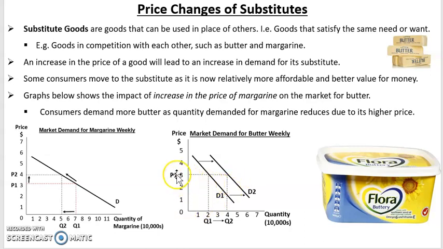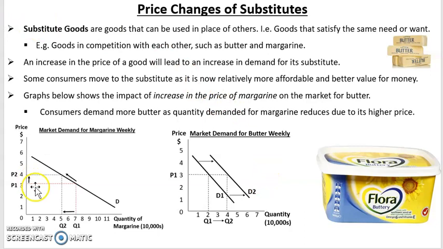So we'll see that at P1, $3 previously, 20,000 people demanded butter on a weekly basis, or Q1, but with the price of margarine increasing, some of these consumers have come over here and have increased their consumption of butter from Q1 to Q2, or 20,000 to 40,000. Consumers now see butter as relatively more affordable and better value for money.